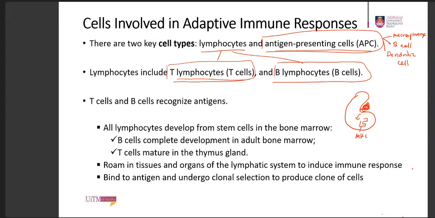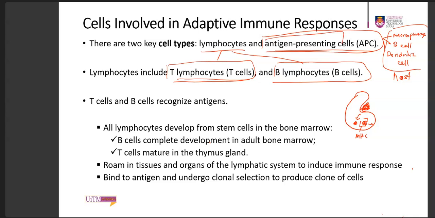So these, you have to remember, these are the host cell, dalam badan awak lah, host kan. Okay, host cell. Okay, so the MHC will bind to the antigen fragments, okay, and then the antigen fragment will be presented on the surface of the APC. So that's why we call it as antigen presenting cell.